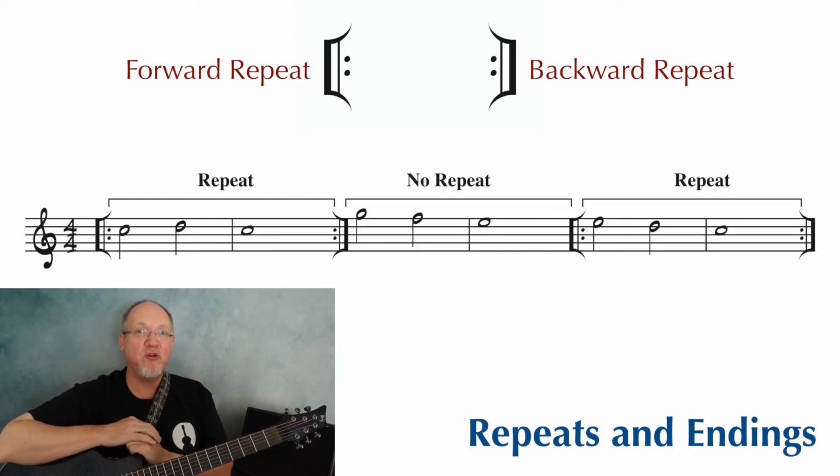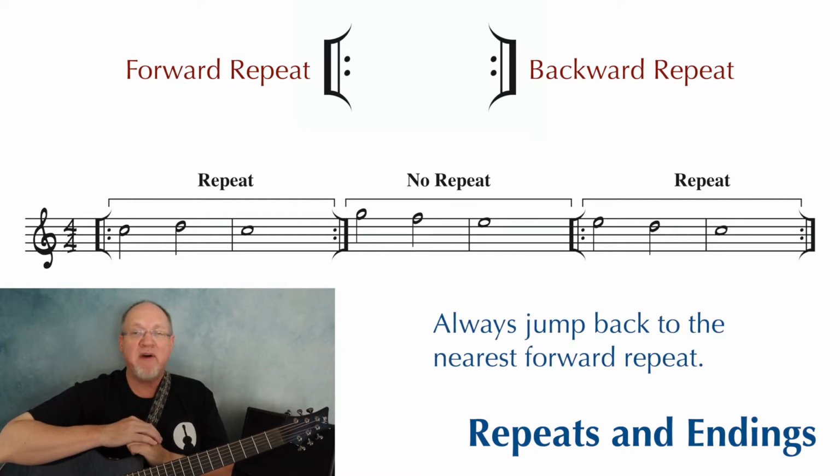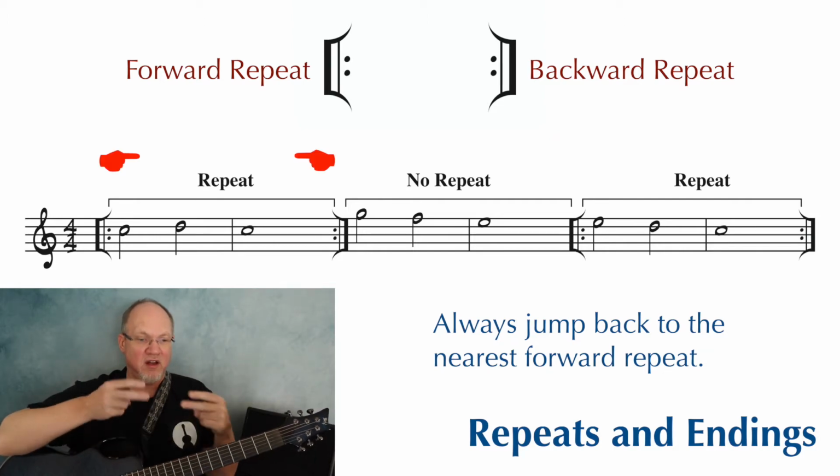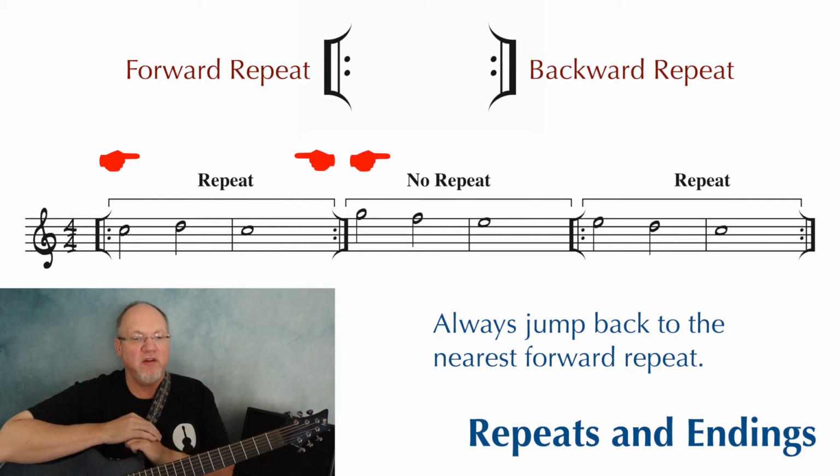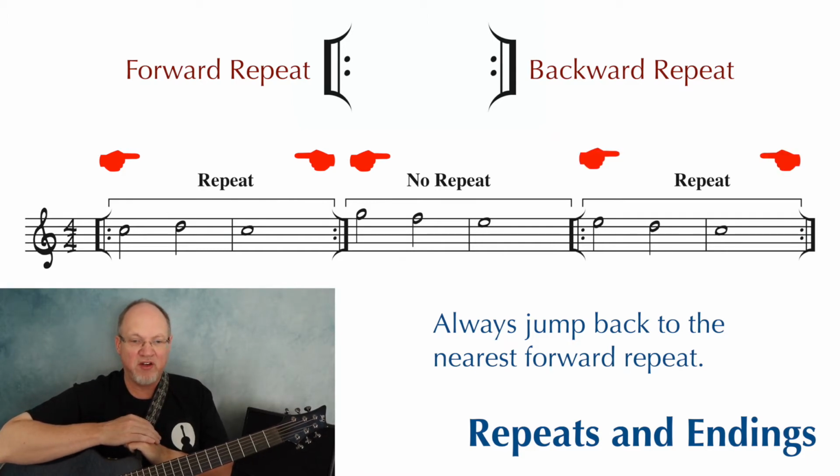You can have multiple repeats in the same song, but the rules are pretty simple. You're always going to jump back to the nearest forward repeat. In this example, we have 2 repeated sections, one at the beginning and one at the end. So if you were playing this, you would play those first 2 measures twice because they're inside a forward and backward repeat. The middle 2 measures, there is no little repeat sandwich there, so you would only play those measures just the one time.